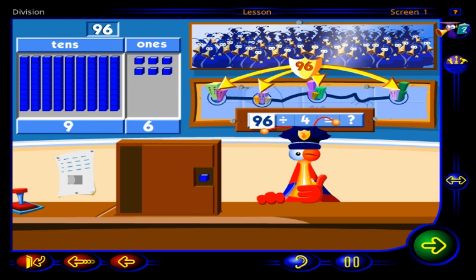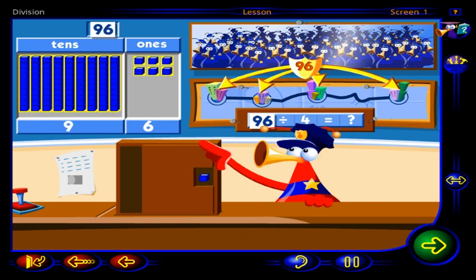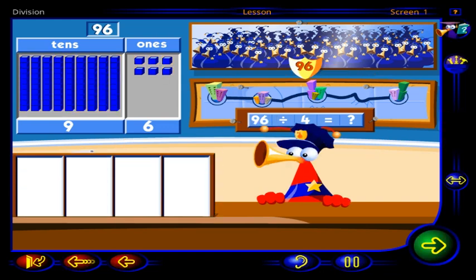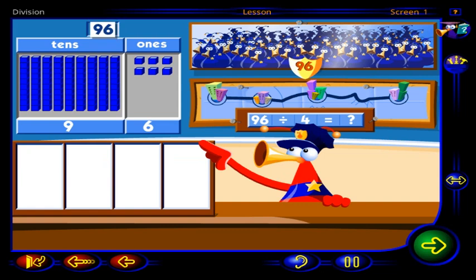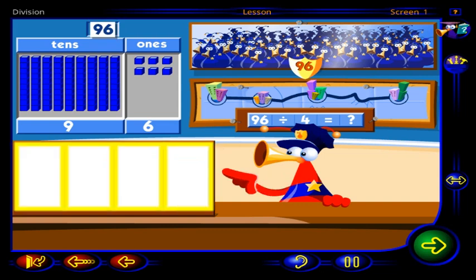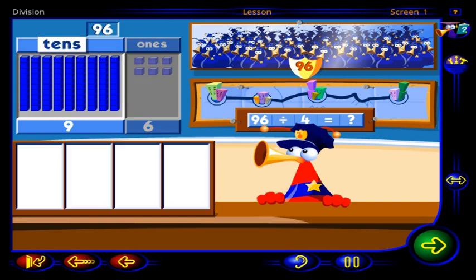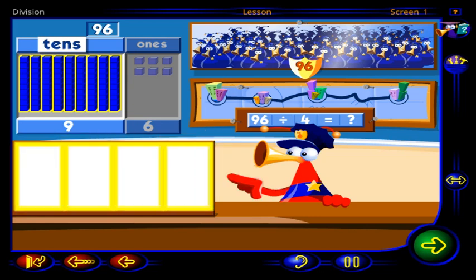That's it. These blocks show 96. Now, let's divide 96 into 4 equal groups, starting with the 10s. What is the greatest number of 10s that you can put in each group, so that each group has the same number of 10s? Drag 10s into each group, then click OK.